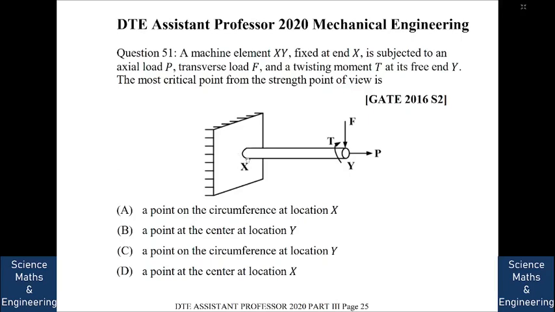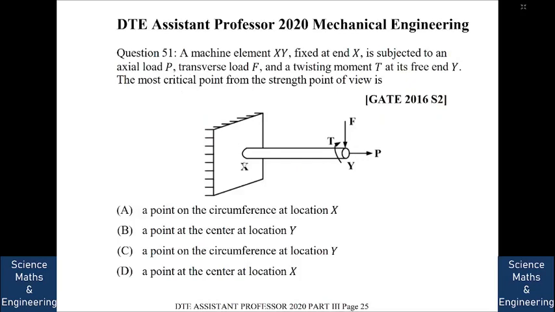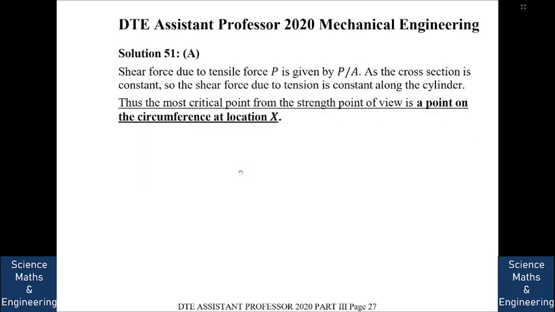Now let us see what happens to the axial load. So the stress due to this tensile force P is given by P by A. Now cross section of this whole cylinder is constant, so the stress due to the tension is constant along the cylinder. So our most critical point from the strength point of view would be a point at the circumference of the cylinder and at the location x. So it is option A.